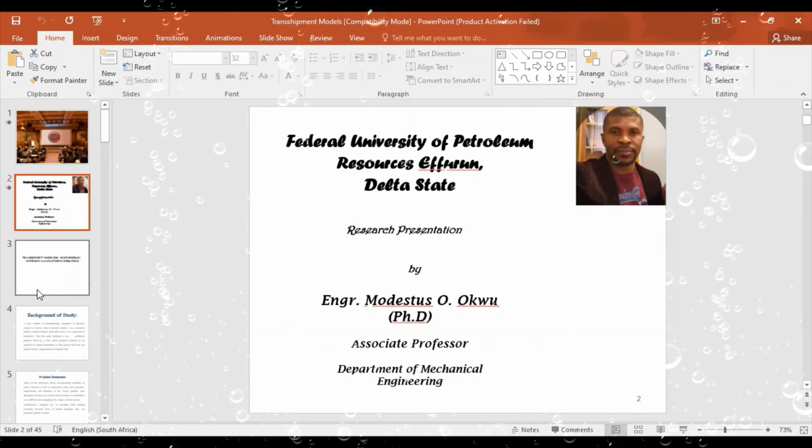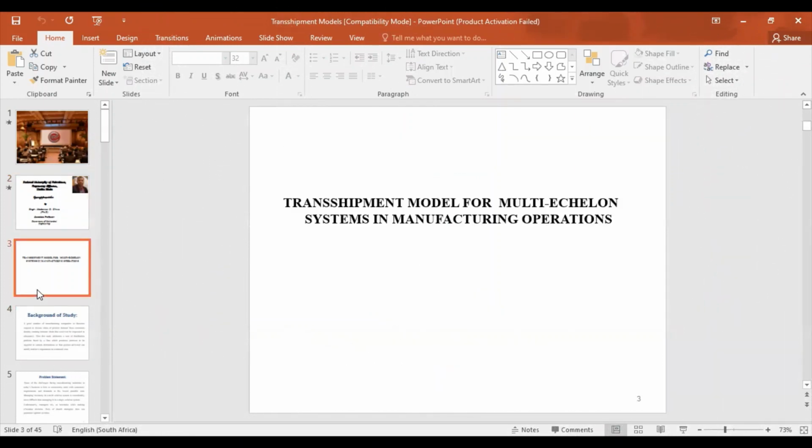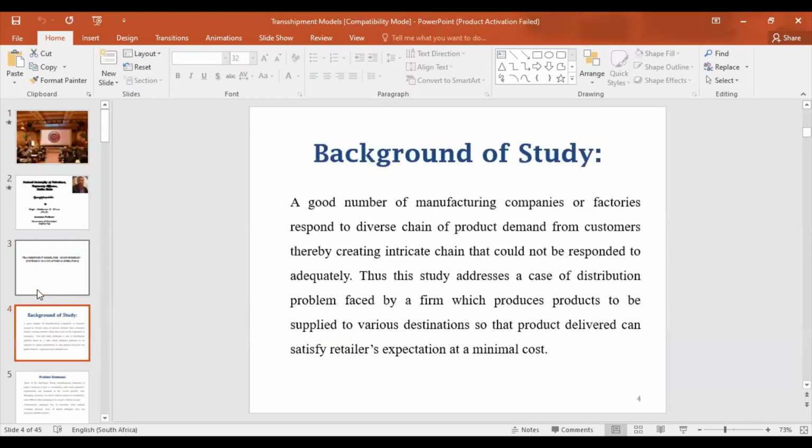I'll be making a presentation on a transshipment model for multi-echelon systems and manufacturing operations. The background: the idea behind this research is trying to compare the traditional heuristic with the global heuristic, because a good number of manufacturing companies or factories respond to changes of product demand from customers, thereby creating intricate chains that could not be responded to adequately.